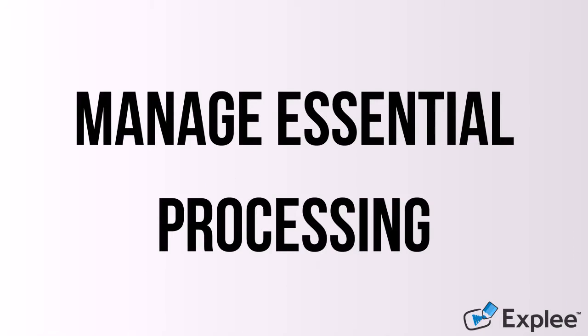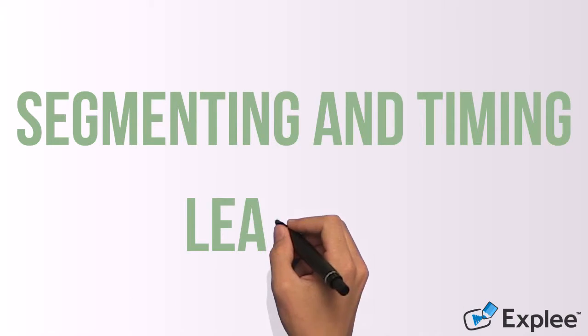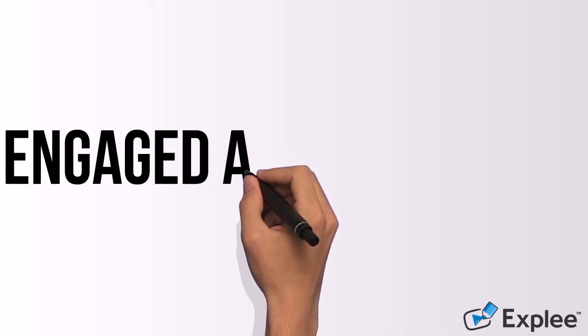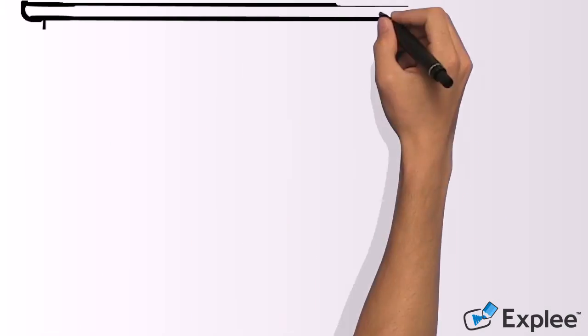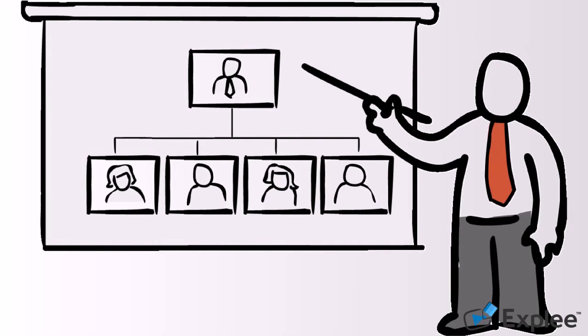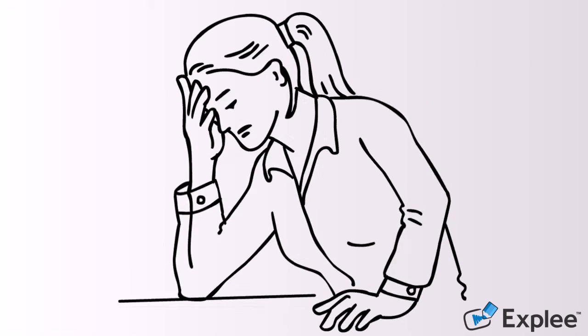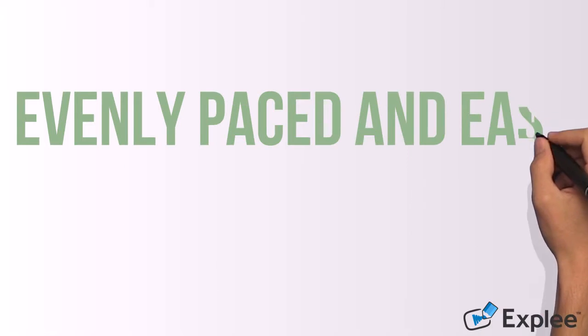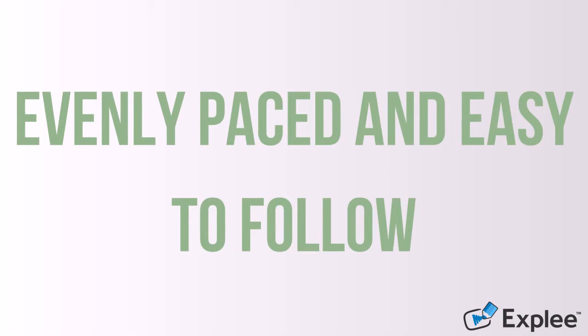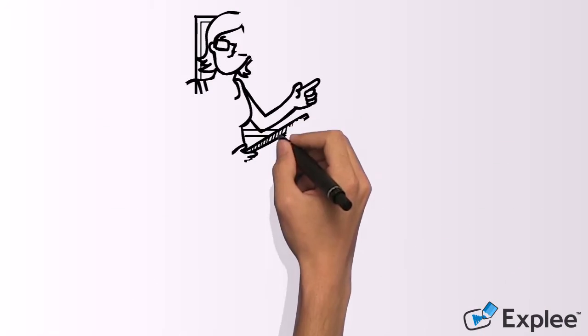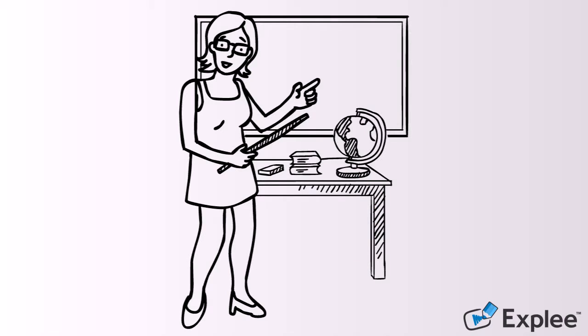When it comes to managing essential processing, these principles are focused on segmenting and timing learning so that learners remain engaged and motivated. Sometimes presentations can be too fast-paced to process properly, leaving some students feeling frustrated and confused. Focus on creating presentations that are evenly paced and easy to follow. For instance, if you're creating a lesson with heavy concepts, plan ahead for breaks in the lesson and think about introducing concepts early so that students have more time to digest information during the course.